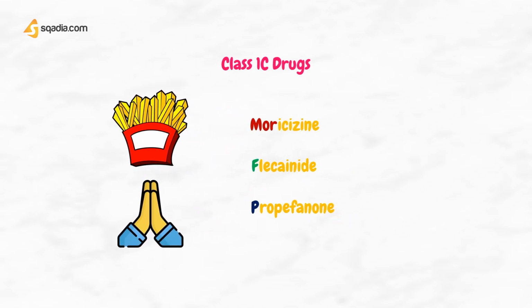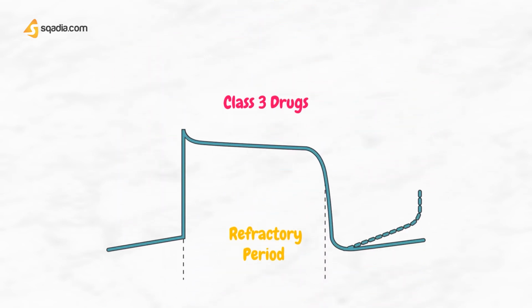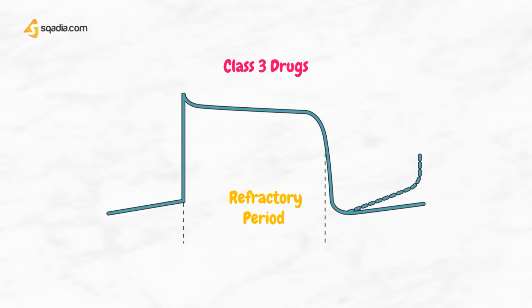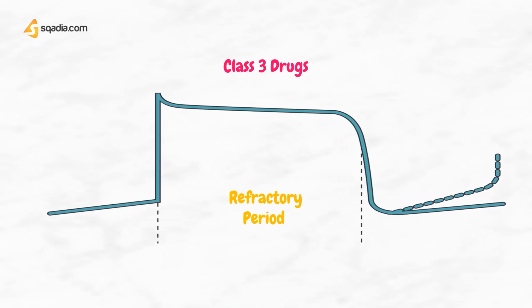Flecainide is mainly used in the prophylaxis of paroxysmal atrial fibrillation, but it has a negative inotropic action and may cause serious ventricular arrhythmias. Class 3 agents act by slowing repolarization of phase 3 and prolonging the action potential and refractory period in all cardiac tissues.